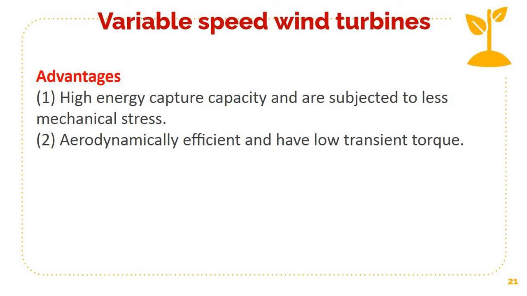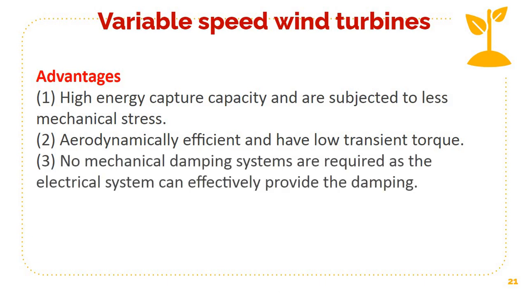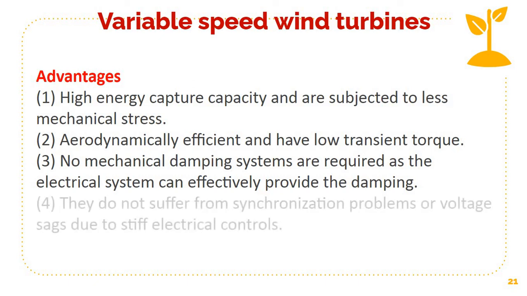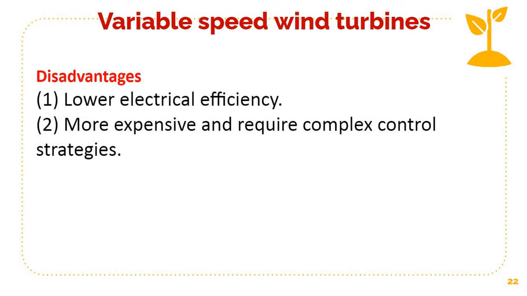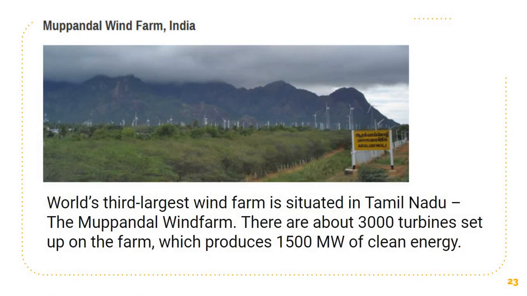The advantages of variable speed wind turbine: high energy capture capacity, and they are subjected to less mechanical stress. They are more aerodynamically efficient and have low transient torque. No mechanical damping systems are required, as the electrical system can effectively provide the damping. They do not suffer from synchronization problems or voltage sags due to stiff electrical controls. The disadvantages are lower electrical efficiency, higher expense, and the need for complex control strategies.